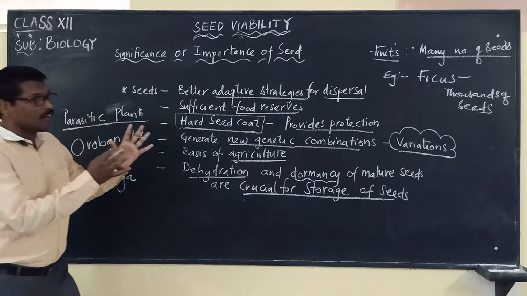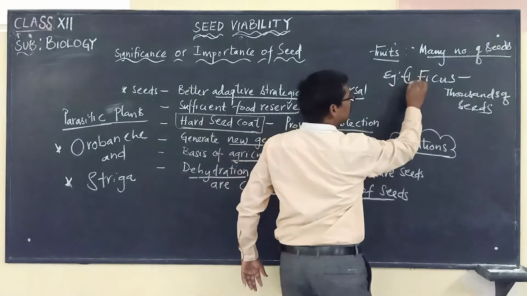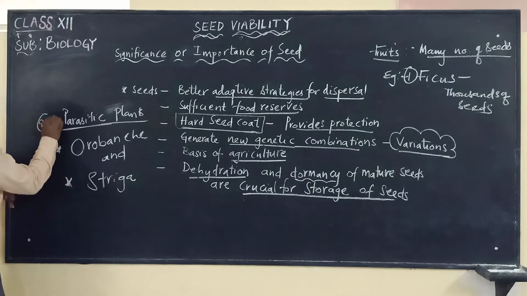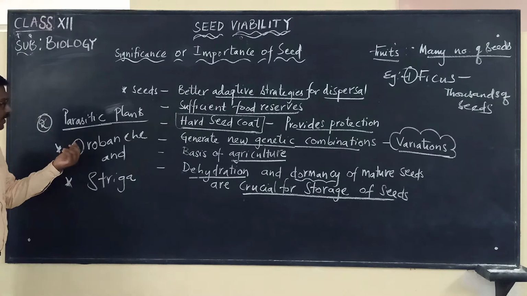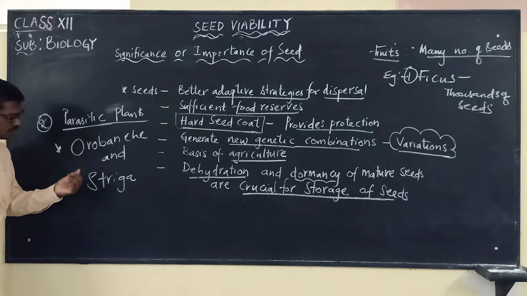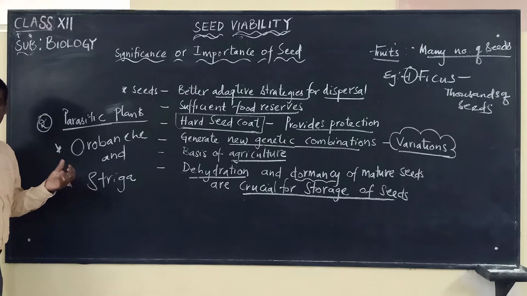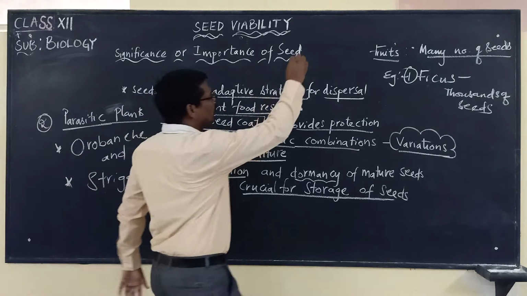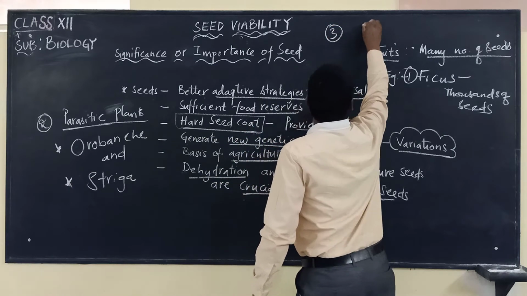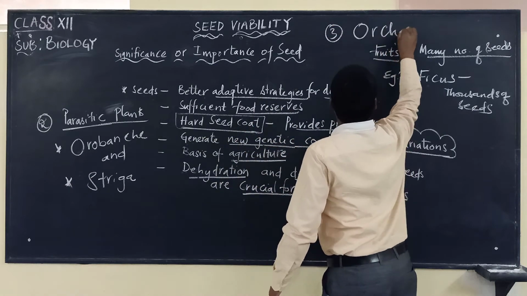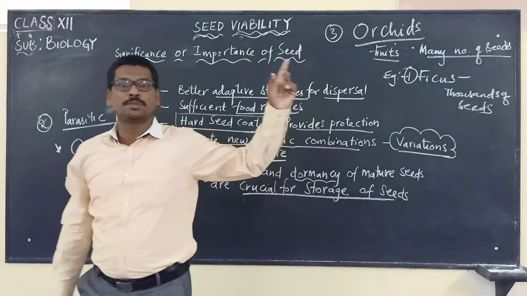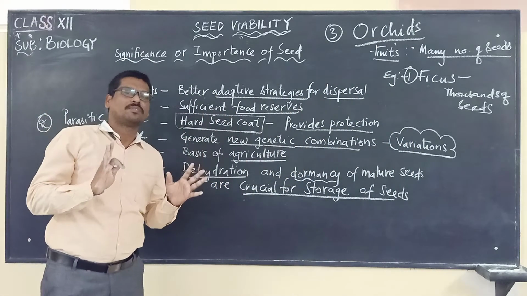So here we are coming across the first example, the ficus. The second example is the parasitic plants, and their fruits, like Orobanche and Striga, will contain many seeds. And the third one is orchids. The fruits of these plants will also bear many seeds.